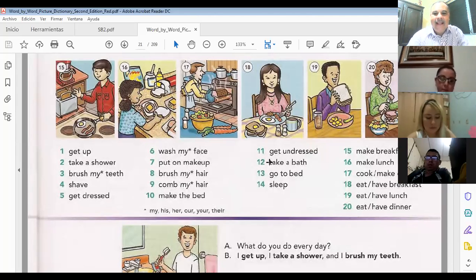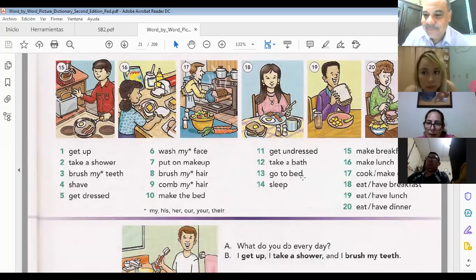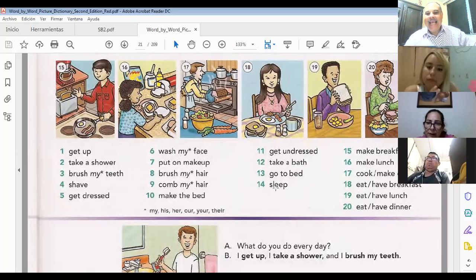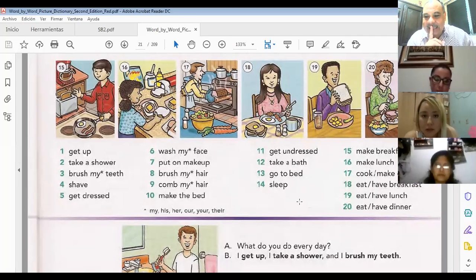Get undressed. Take a bath. Go to bed. Sleep. Así, mire, sleep, no, sleep. No es, no, así sleep. Como cuando usted dice, cállese, sleep. Sleep. Make breakfast, make lunch, cook dinner.